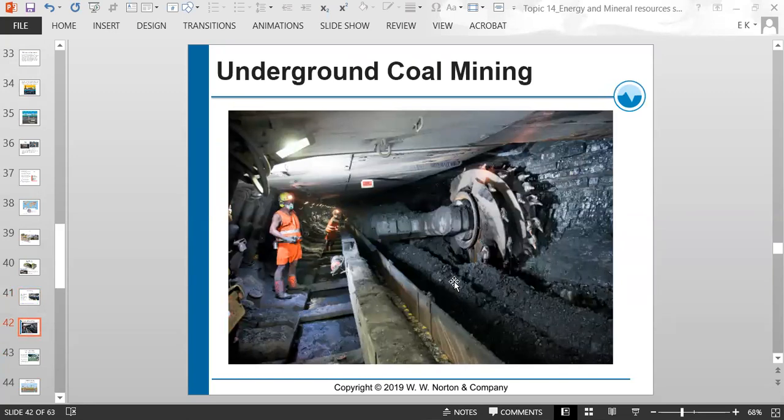This is just a picture of some underground mining for coal. Underground mining, though, is not that safe in some cases, and it's dirty, and the people who are mining are breathing in the coal dust. And there could be fires or explosions. You can have cave-ins of the roof of the mine. So it's not the safest thing to do.